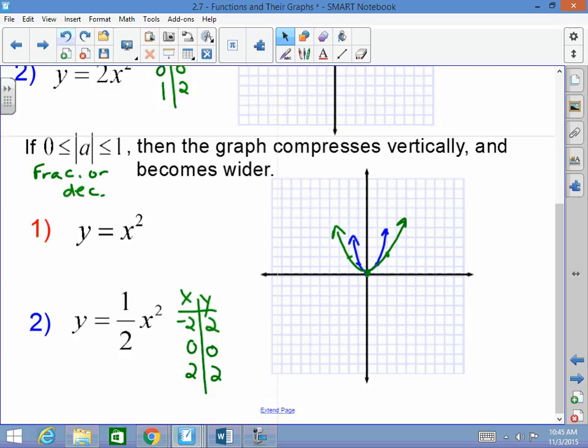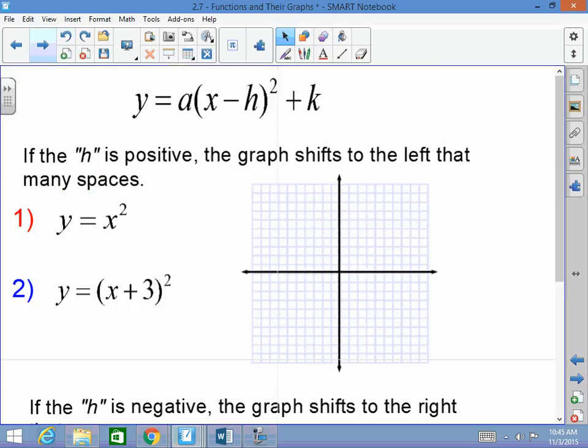So A, again, if it's greater than 0, the graph must point upwards. If it's less than 0, it's a negative, the graph must point downwards. If the absolute value of A is greater than 1, the larger it gets, the more narrow it gets. If the absolute value of A is between 0 and 1, that means it's a fraction or a decimal, and that means it's going to get wider. You with me here? Thank you.